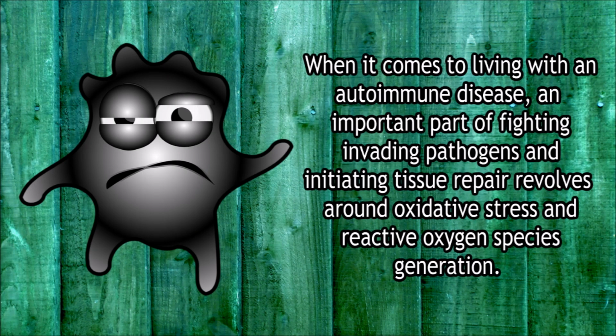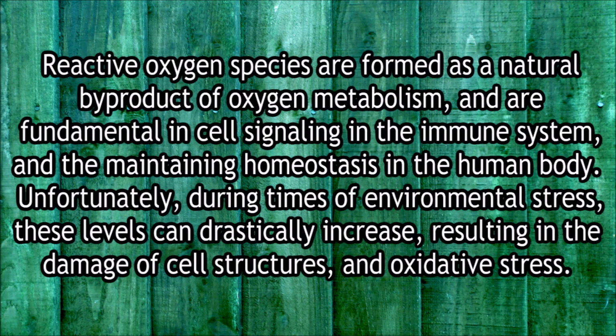When it comes to living with an autoimmune disease, an important part of fighting invading pathogens and initiating tissue repair revolves around oxidative stress and reactive oxygen species generation. Reactive oxygen species are formed as a natural byproduct of oxygen metabolism and are fundamental in cell signaling in the immune system and in maintaining homeostasis in the human body.